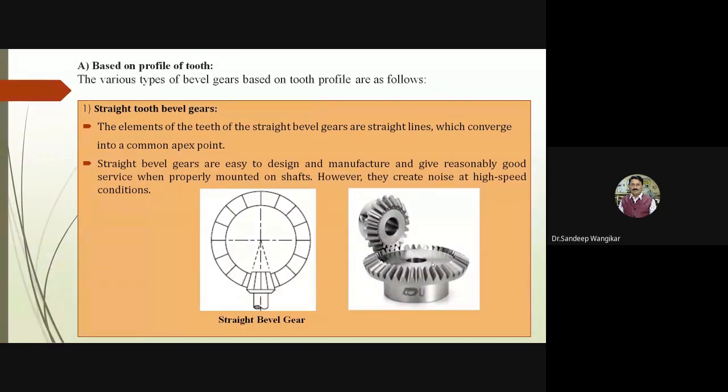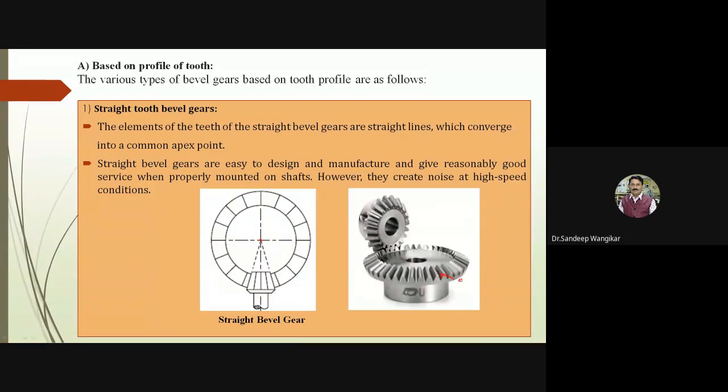So you can see here, common apex point is shown here. I have highlighted in the figure, diagram. So a common apex point. The elements of the teeth are straight and converge into common apex point. And the straight bevel gears are easy to design. So this second diagram is also shown. You can see here that the teeth are straight.